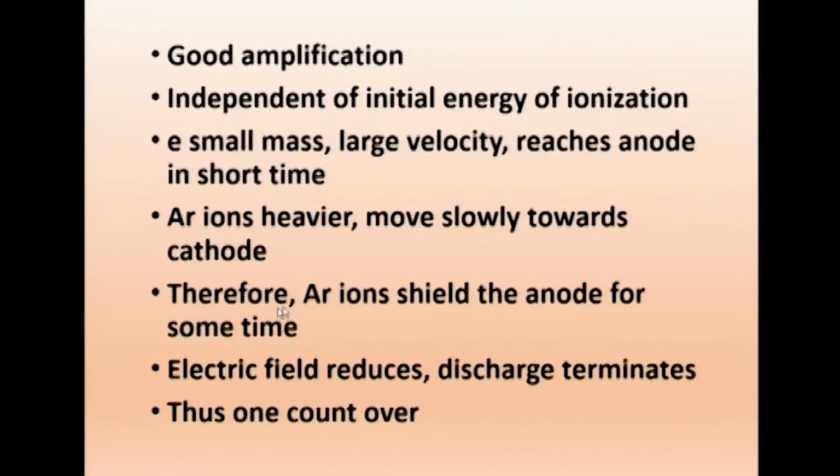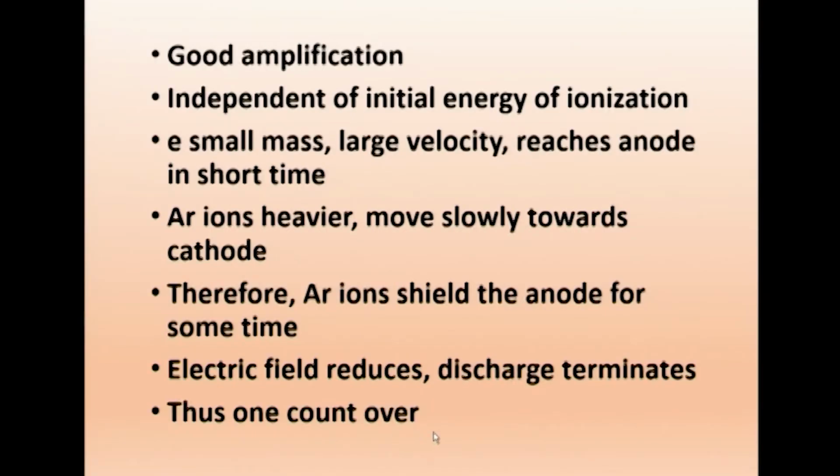Now, this air ion is going and shielding. It is shielding the negative cathode. This air ion, because it is going slowly, will go and shield. Therefore, what happens is no more ionization. Because it is shielding, the potential will decrease, and there is no ionization; it cannot count any more particles till this air ion reaches. Therefore, the air ion shields the anode for some time, and in that time the electric field will reduce. Because it is screening the negative potential, the electric field will reduce and the discharge terminates.